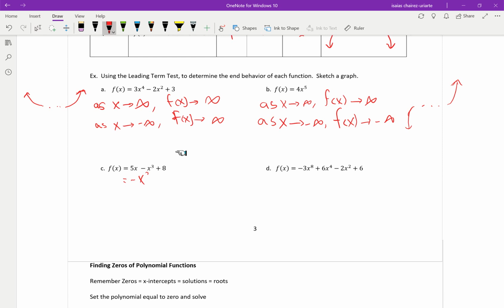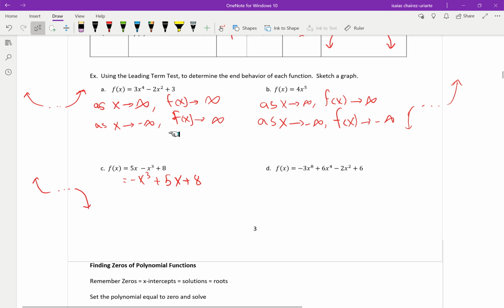Negative x to the third plus 5x plus 8. Okay, so right now I'm dealing with an odd degree polynomial. So it's odd degree, the degree is 3, and it has a negative leading coefficient. So let me first sketch a little rough idea of what the end behavior looks like. I think right now we're dealing with this. So this is what happens if you have an odd degree polynomial with a negative leading coefficient.